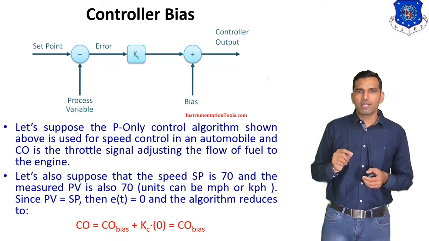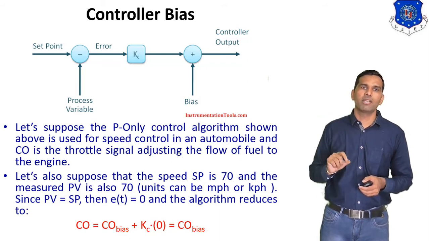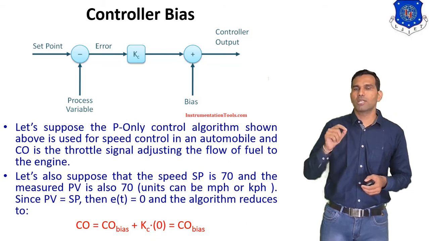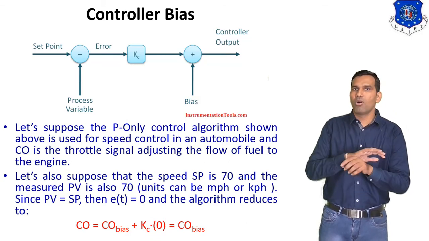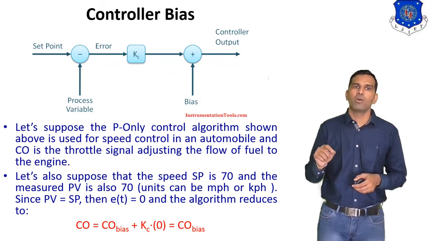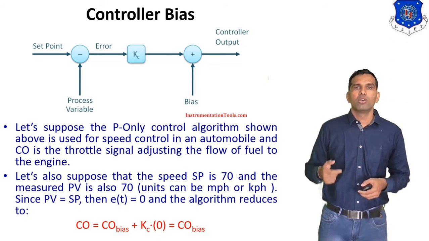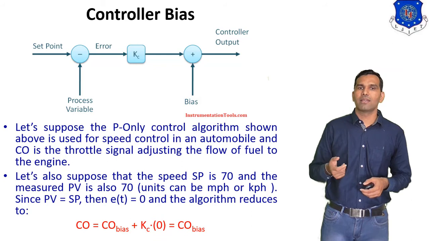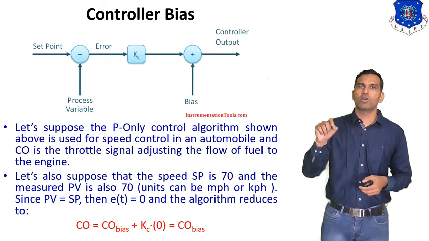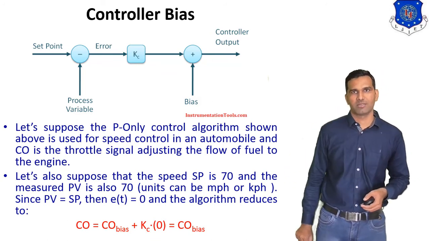Let us suppose that the speed set point is 70 km per hour and the measured value is also 70. That means there is no error. At that time the error signal is 0 because PV equals SP, so ET becomes 0. From the equation we can write CO equals CO bias plus Kc times ET, and ET equals 0, so the last term becomes 0. So CO becomes equal to CO bias.